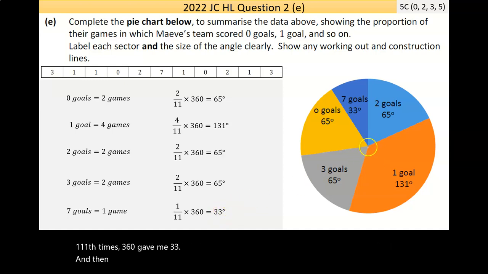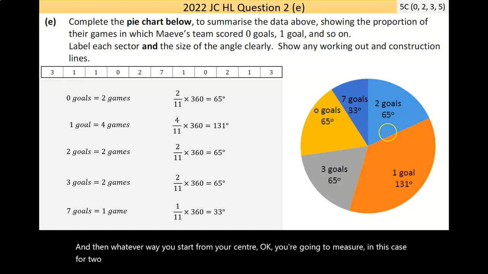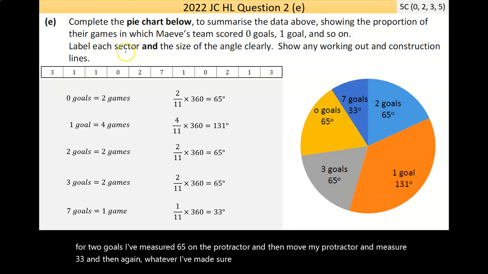And then whatever way you start from your center, you're going to measure, in this case for 2 goals, I've measured 65 on the protractor. And then move my protractor and measure 33, and then again, whatever. I've made sure to label it with the size of the angle clearly.